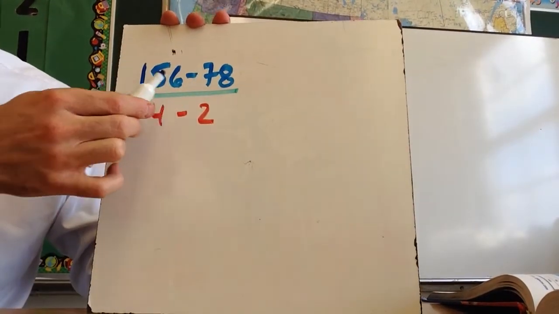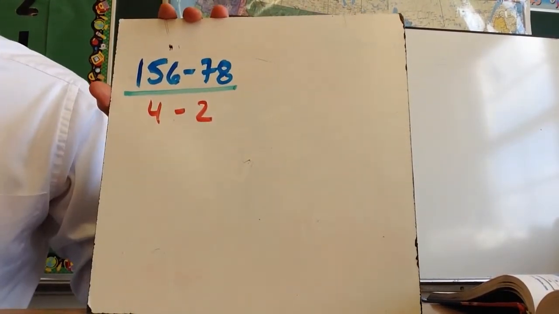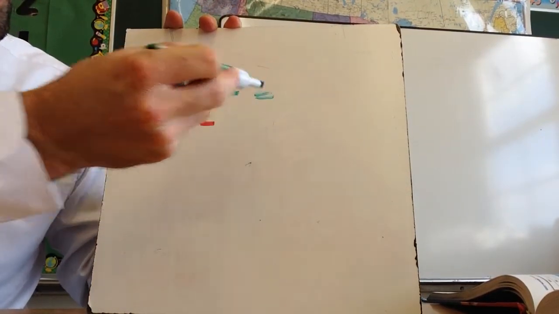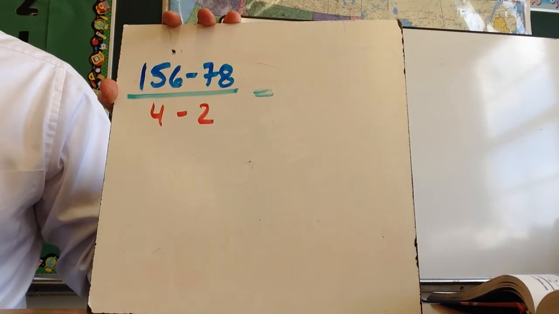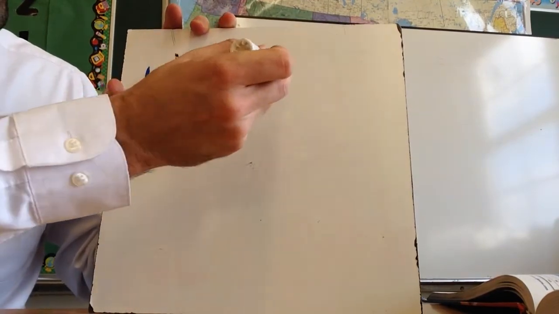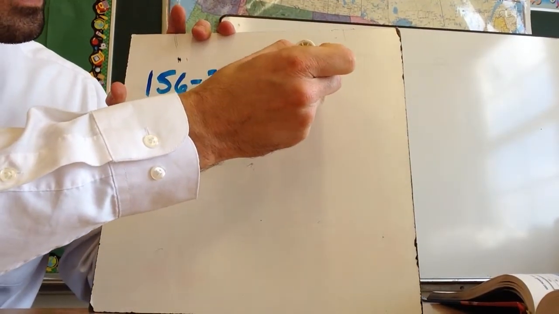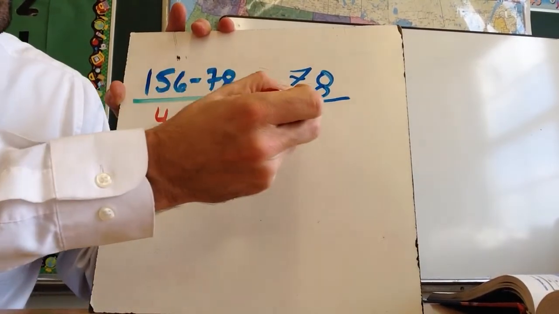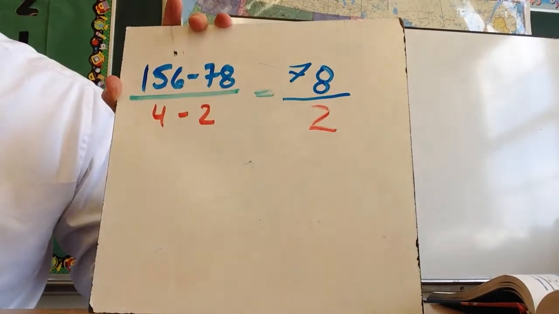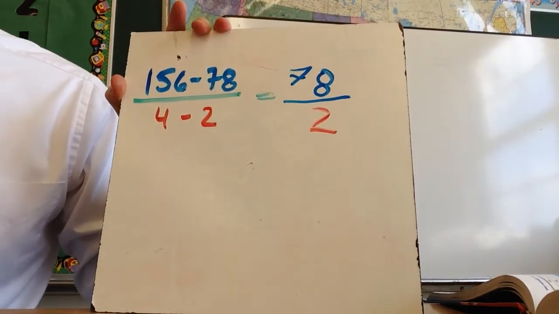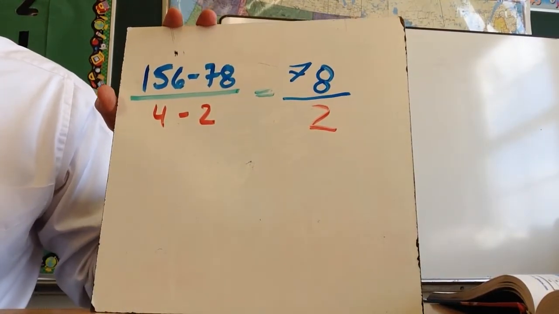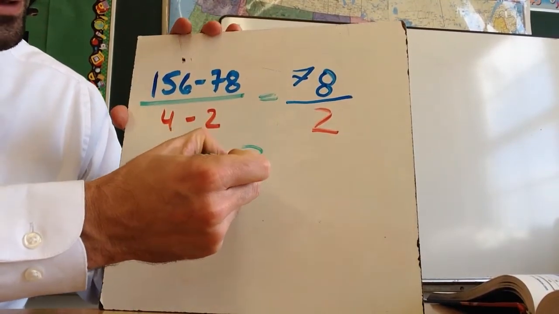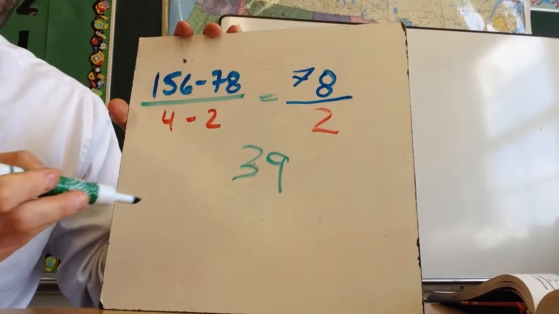So this is my change in y divided by my change in x. And as I do that, 156 minus 78 will give me 78, and 4 minus 2 obviously will give me 2. Now I'm not done. I now have 78 over 2. The question is, what is the rate of change? If I take 78 and divide by 2, my answer is 39.